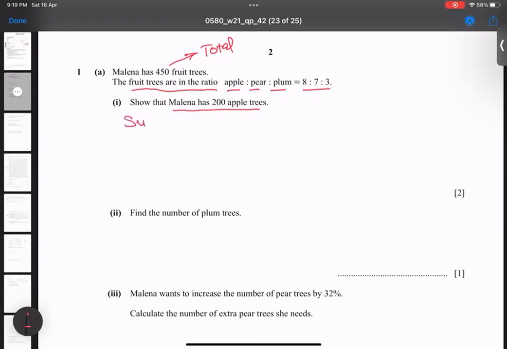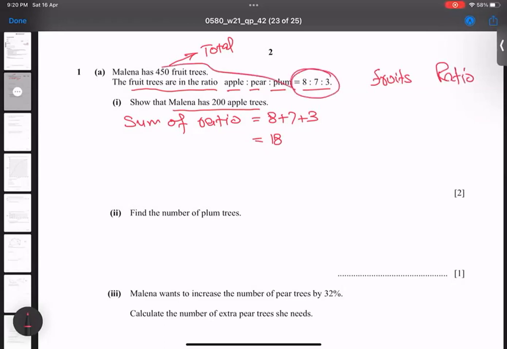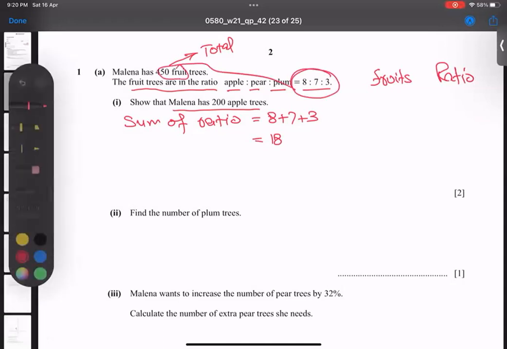So first of all, find sum of ratio. So sum of ratio is very clear, equal to 8 plus 7, 15, 15 plus 3, 18. So sum of ratio is mentioned, and I will write two titles here. First title is fruits, and second title is ratio. Whenever you do this kind of questions, we have to see what is this ratio and what is this called fruit. So this is a way to observe.